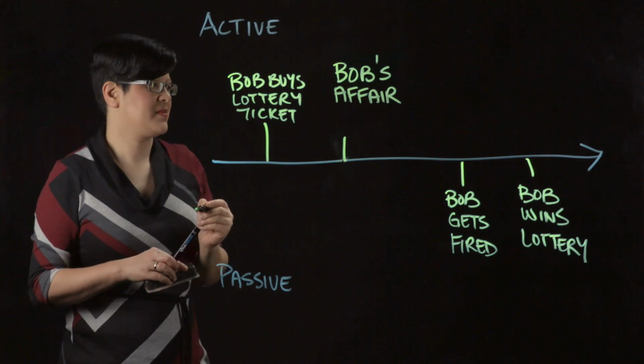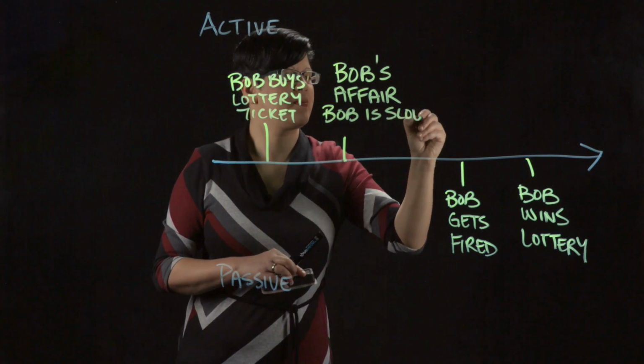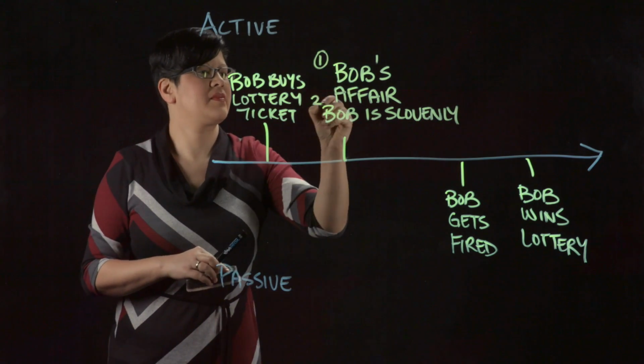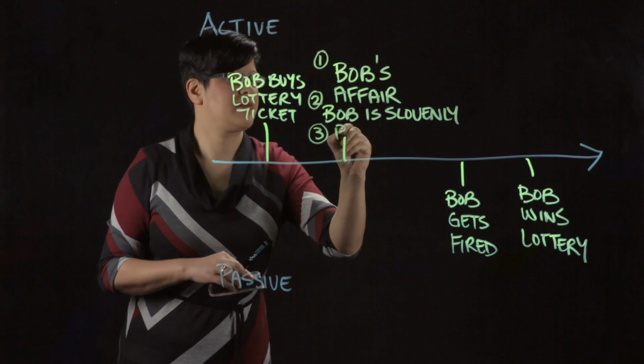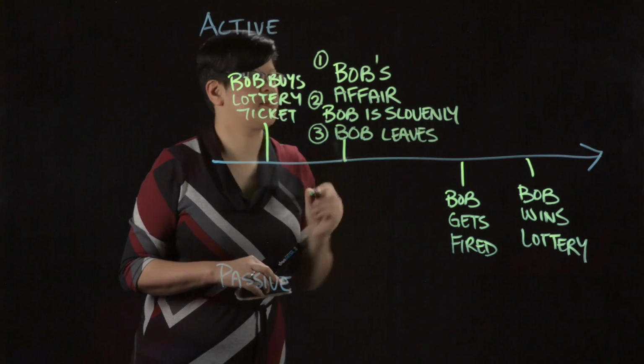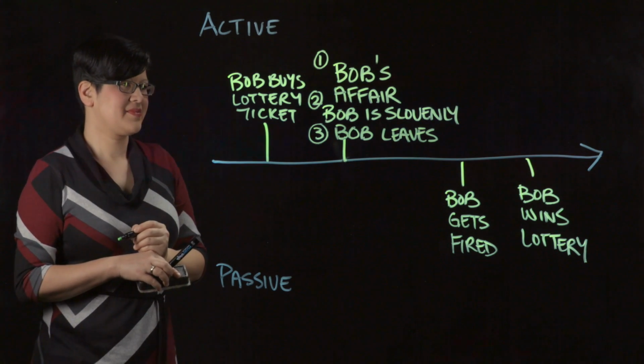Well, perhaps Bob is having an affair. Perhaps Bob is lazy and slovenly and impossible to live with. Perhaps Bob and his wife have a huge fight, and it's Bob who decides to leave. The option you choose will depend entirely on how you want to build Bob as a character. Affair Bob is a different person than slovenly Bob, so you can see how an active character automatically becomes a more dimensional, developed character.